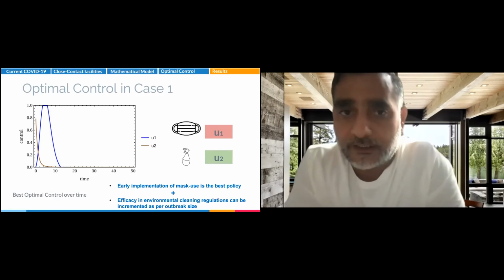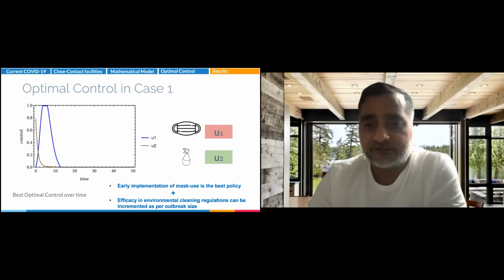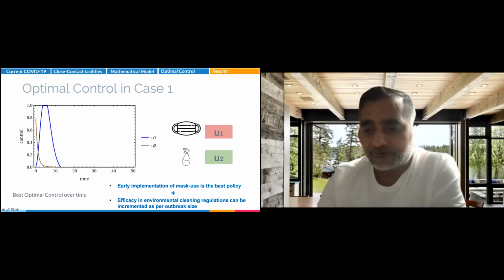When it comes to using the optimal control, we found that the best policy was early implementation of mass queues. So brown is mass queues. So fully use your masks early on in an outbreak, whereas environmental cleaning policies should grow as an outbreak grows. And those two together could control an outbreak in the best possible way. So these are the optimal policies that we have observed from the model.